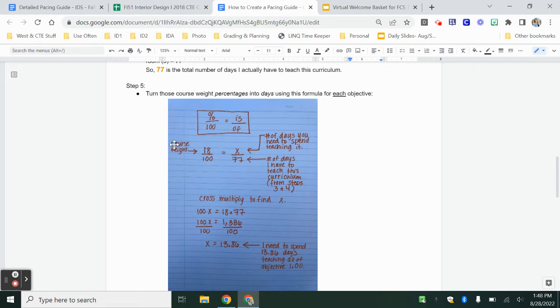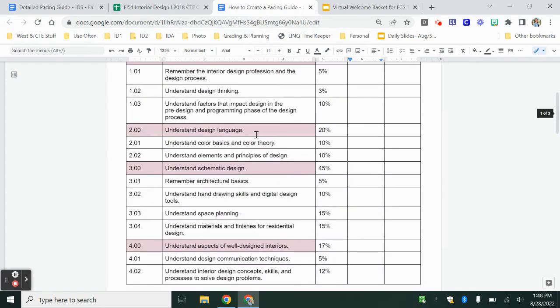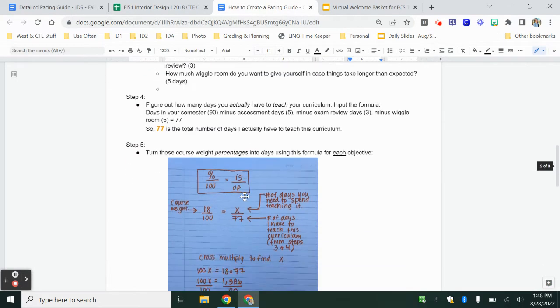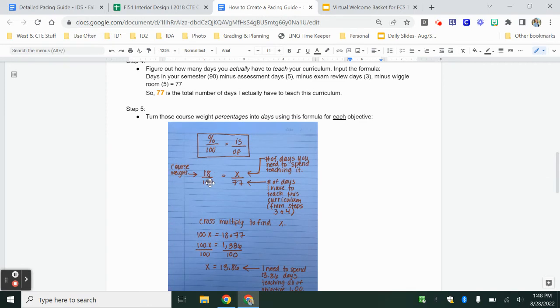So in this situation, the 18 is the course weight, or the percentage that I've already been given up here, or the percentage right here in your blueprint, same thing. Over 100, 100's given, you don't change that because percentages are out of 100. And then we're translating it to something, the number of days you need to spend teaching it. That's what we're trying to figure out, of however many days you have to teach, which is the 77 that I came up with for me in my semester.